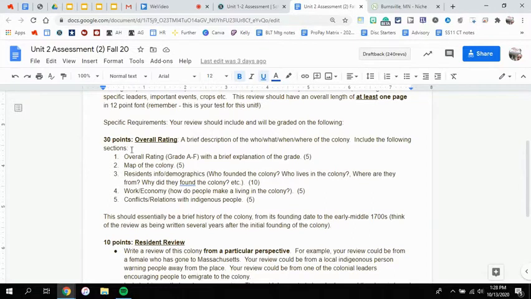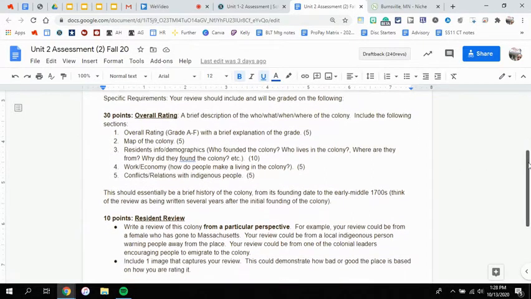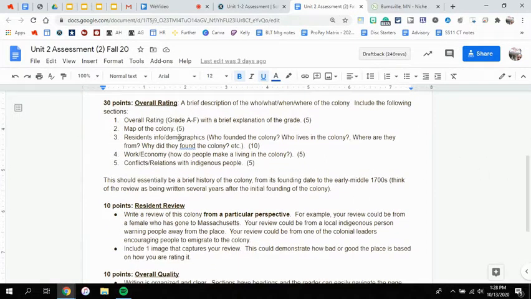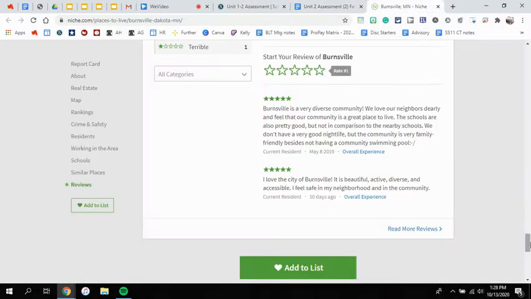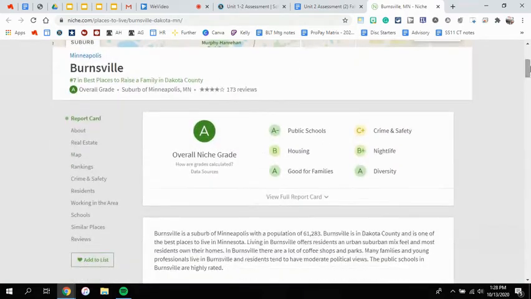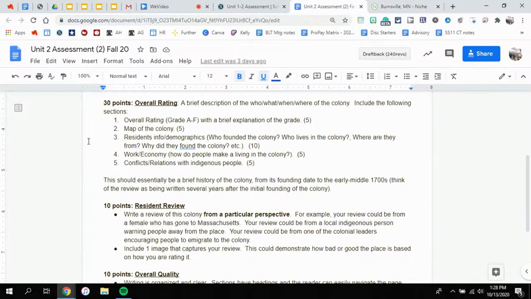So the specifics, the particulars that I should see when I go to score: an overall rating of the colony. So think of this as the who, what, where, when of the colony. So you'll have an overall rating. Remember in Burnsville, that was the first thing that showed up, right? Overall niche grade. You're going to have your overall rating, A through F, with an explanation of the grade. I should see a map of the colony.